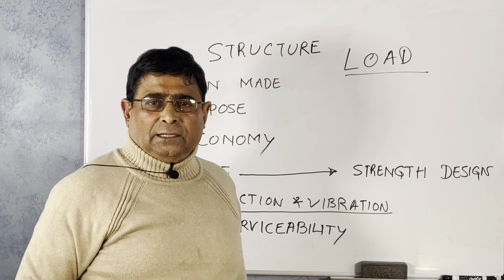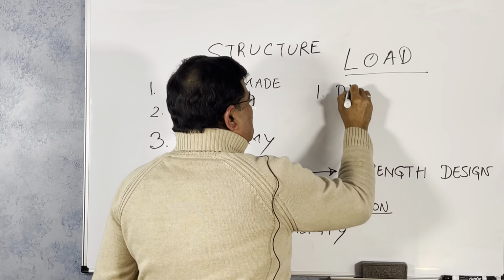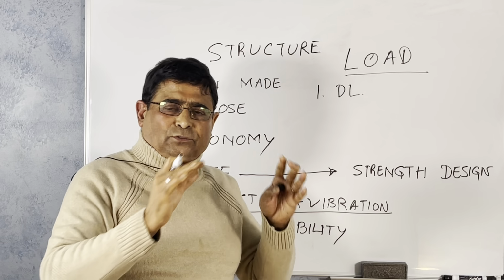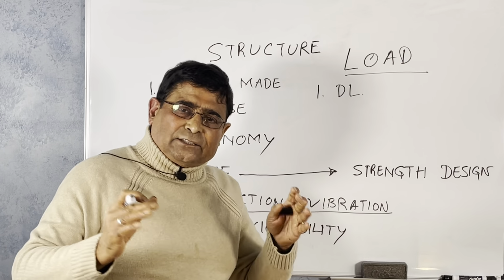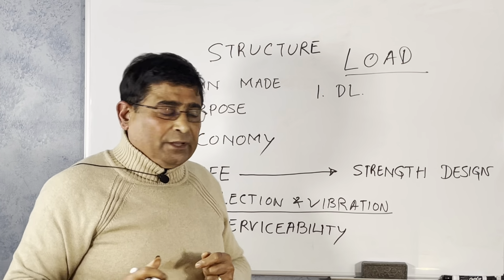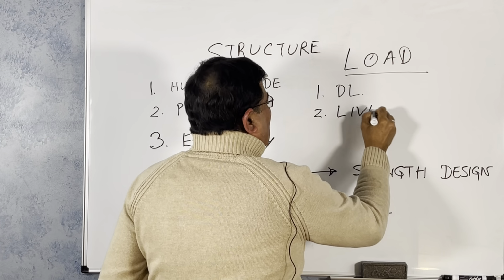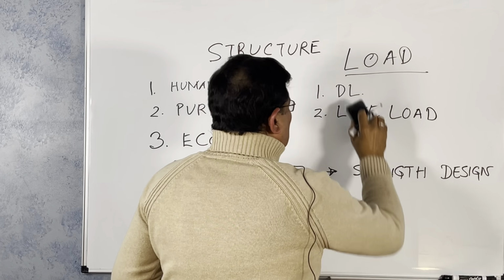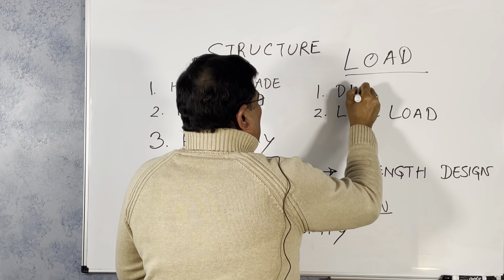Loads come from what? One comes from your dead load. That is the self weight of the structure plus anything permanently attached to the structure. Because it has to carry its own load first, then it can carry the other loads. That is the point. This is called dead load. The second thing is your live load.